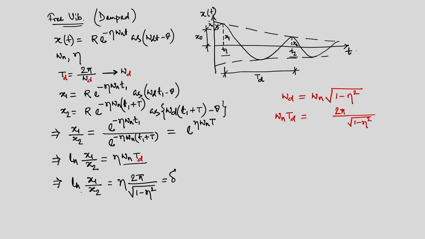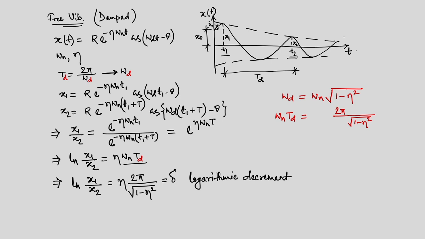So, in the logarithmic scale, what is this delta? This is called logarithmic decrement. So, as time progresses, obviously the response reduces because of the presence of damping.